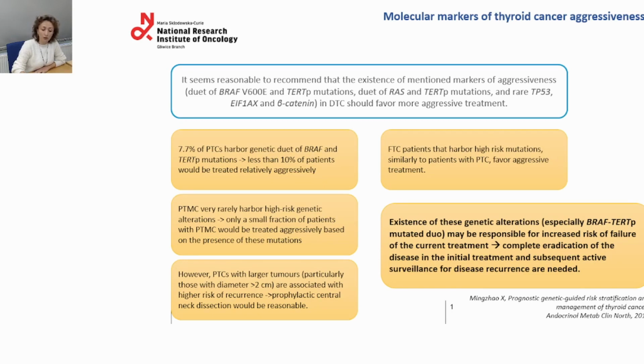When it comes to follicular thyroid carcinomas, patients that harbor high-risk mutations also favor aggressive treatment. So the existence of these genetic alterations, especially BRAF and TERT promoter mutations, may be responsible for an increased risk of failure of the current treatment.